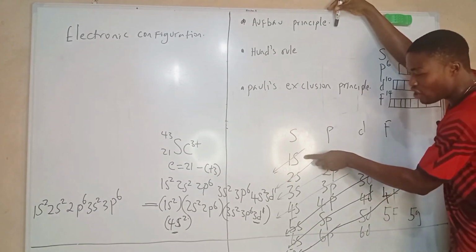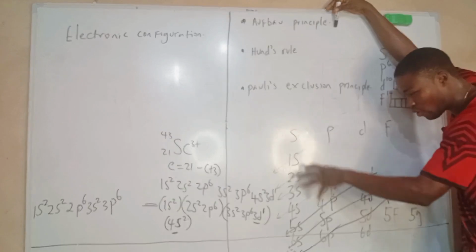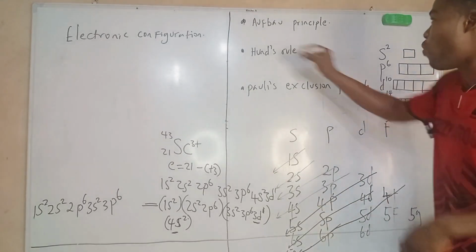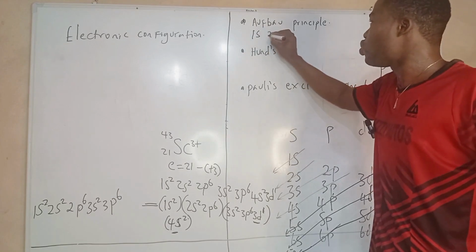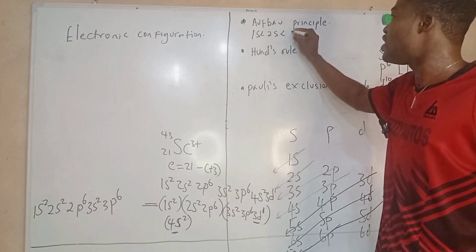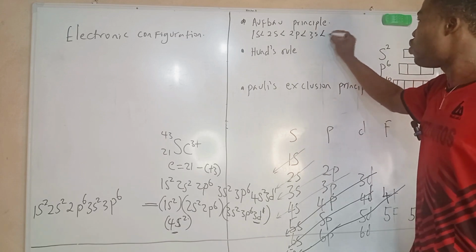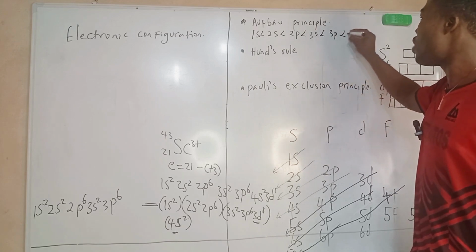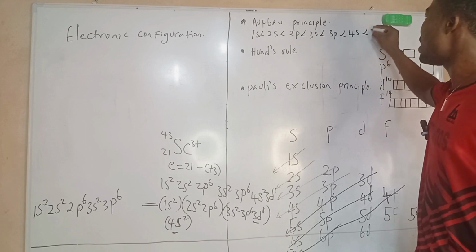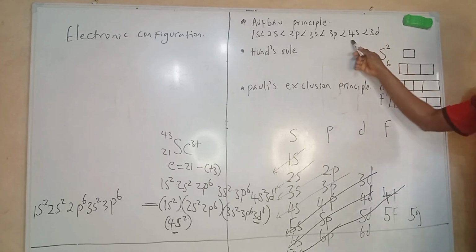So, if you check, we are trying to classify them based on their increase in energy. That's what we're doing here. So we'll say 1s comes before 2s, and that means 1s is of lower energy than 2s, 2s is of lower energy than 2p, 2p is of lower energy than 3s, 3s is of lower energy than 3p, 3p is of lower energy than 4s, 4s is of lower energy than 3d. Well, mind you, 4s is of lower energy than 3d.